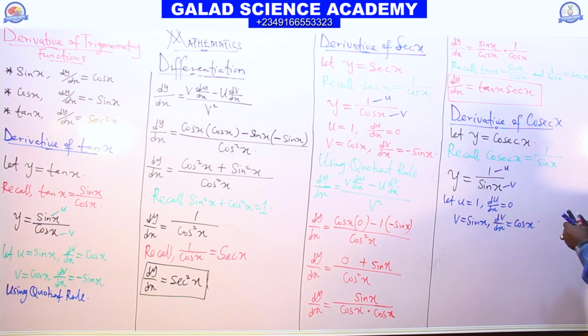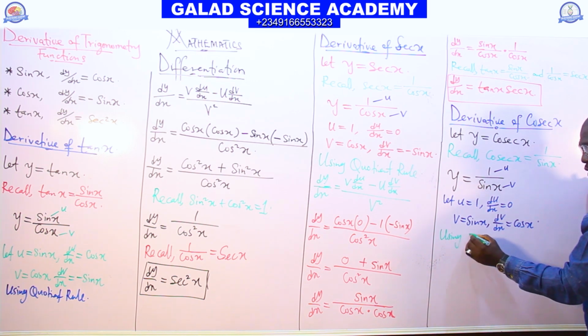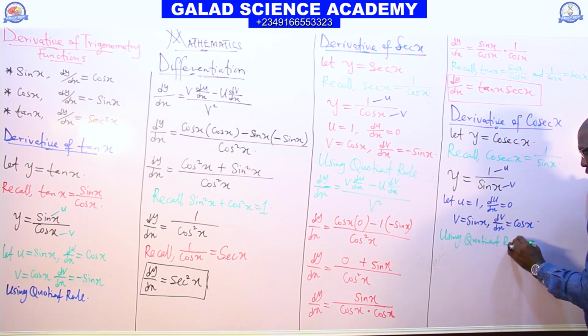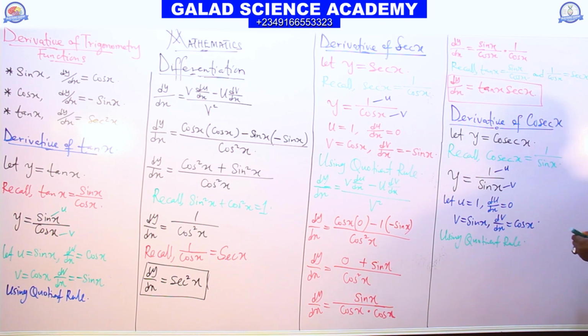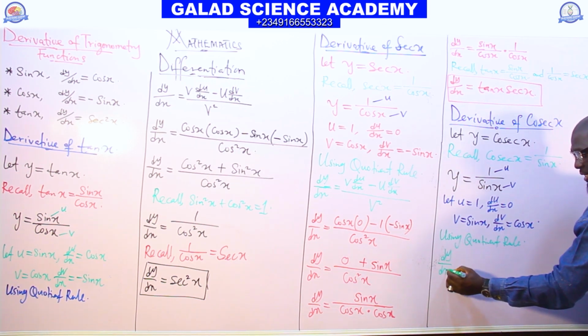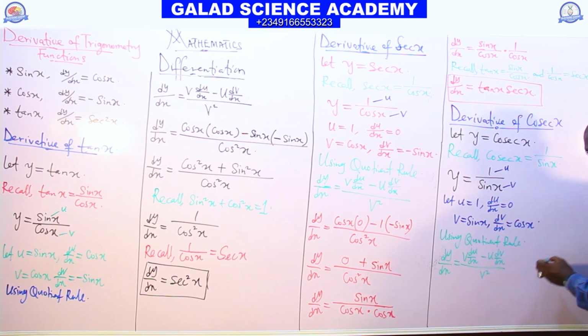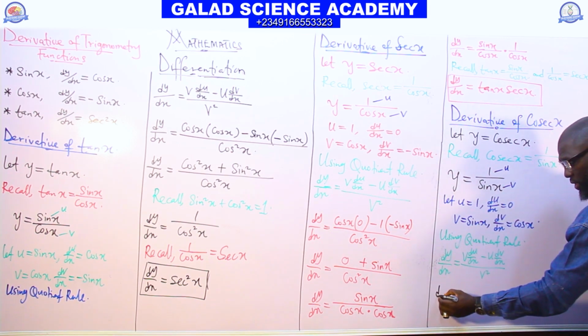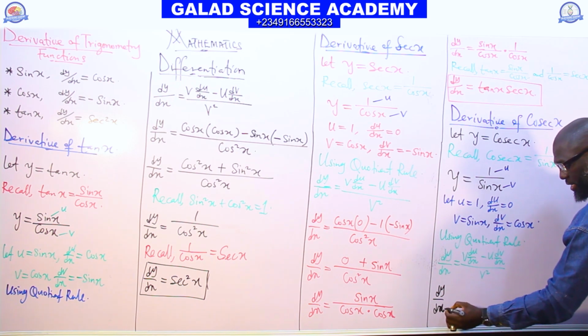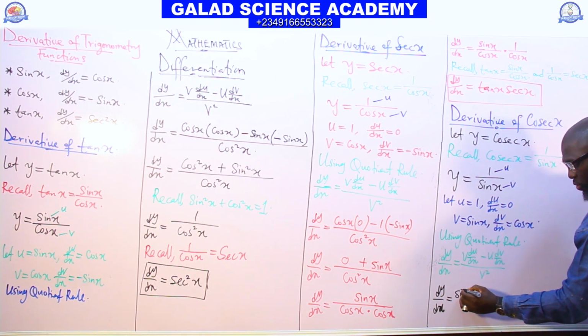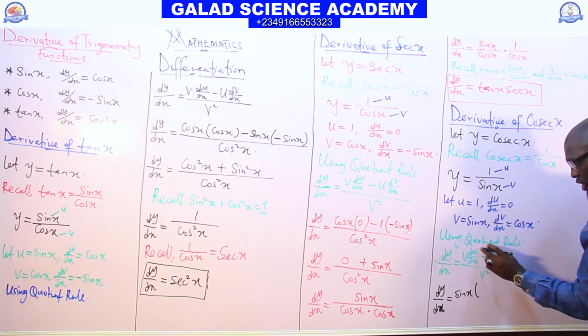The next thing is you now say, using quotient rule. By using quotient rule, dy/dx equals v du/dx minus u dv/dx, everything over v squared. So by doing that, let me substitute for each. You now have dy/dx. What is my v? v is sin x. What is du/dx?